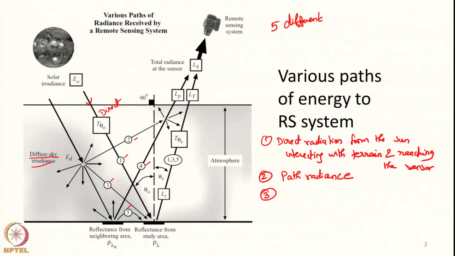Again, it is related to the diffuse skylight. Instead of directly going to the sensor, another fraction of it will be directed towards the object of our interest. It will come down, will again reflect with the object of our interest, will reach the sensor. That we write it as reflected diffuse skylight.